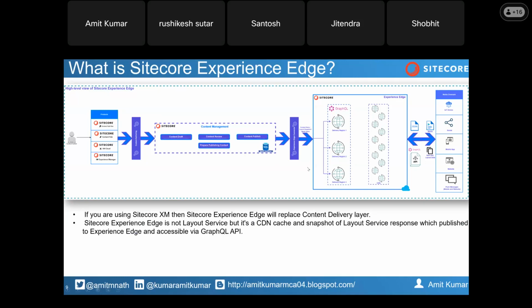So instead of pushing the DLLs to the CD servers, now we are generating API endpoints from CM, and those API endpoints are used by Experience Edge. Can we understand that from this? See, first of all, you are not publishing any assemblies. It's pure content. You cannot deploy your code in this box. It's just content only, right?